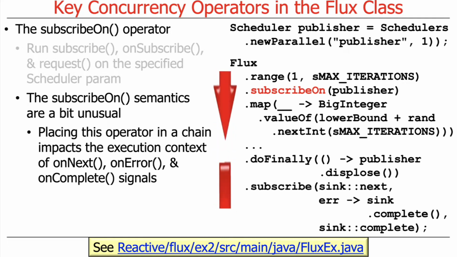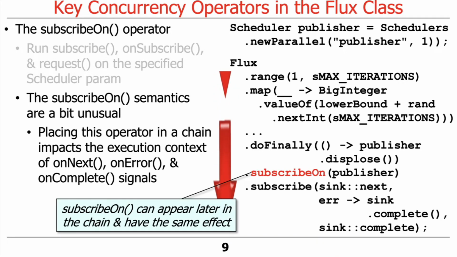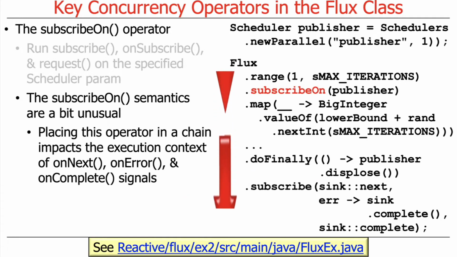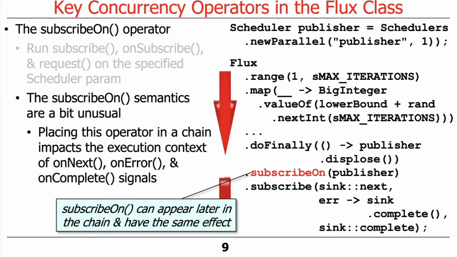There's some other stuff here we'll talk about later when we get into what doFinally does and so on. But it doesn't really matter whether we put subscribeOn here or if we put subscribeOn there. The behavior of this chain, this pipeline, will be the same. It'll run in a background thread that comes out of the publisher scheduler.